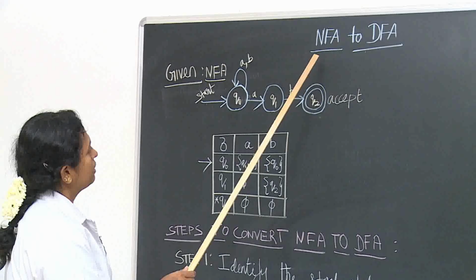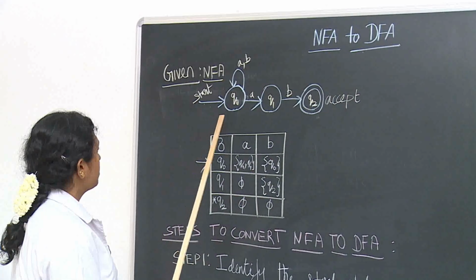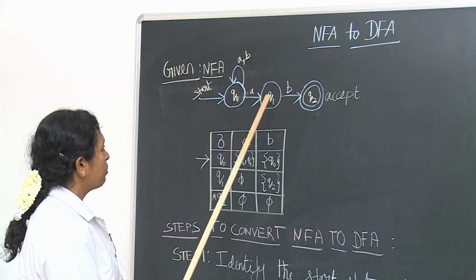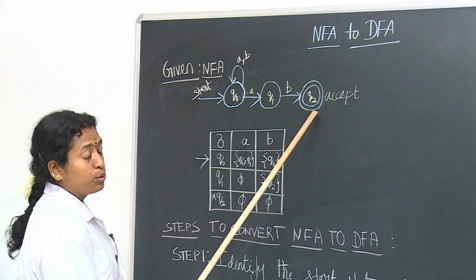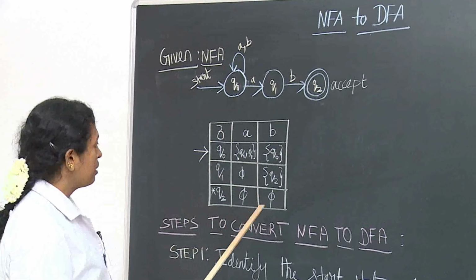Today we can see the conversion of NFA to DFA. The given NFA has 3 states: Q0, Q1, Q2. The alphabets are A, B, and the accept state is Q2, the start state is Q0. Its corresponding transition diagram is here.